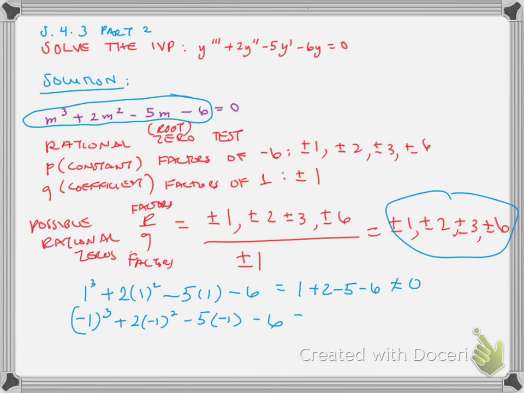And we see from there, we're going to get -1 plus 2, plus 5 minus 6, which is 7 minus 7. So -1 is a zero.